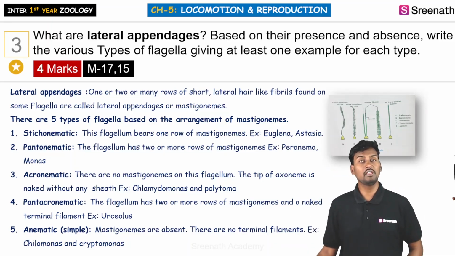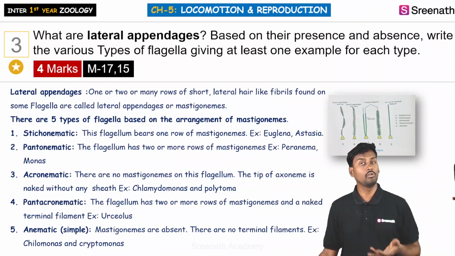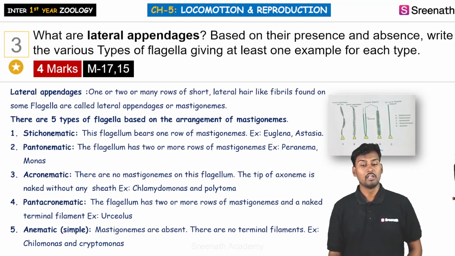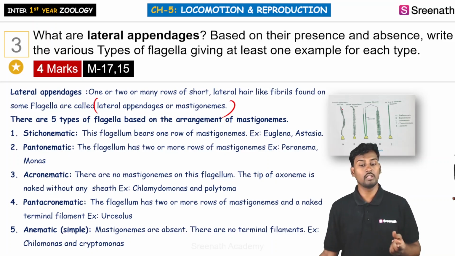So here we can see what lateral appendages are. Lateral appendages are also called mastigonemes. Mastigonemes are nothing but the lateral appendages. Generally they are small, one or two or many rows of short lateral hair-like structures, which are called fibrils, present on the flagella.